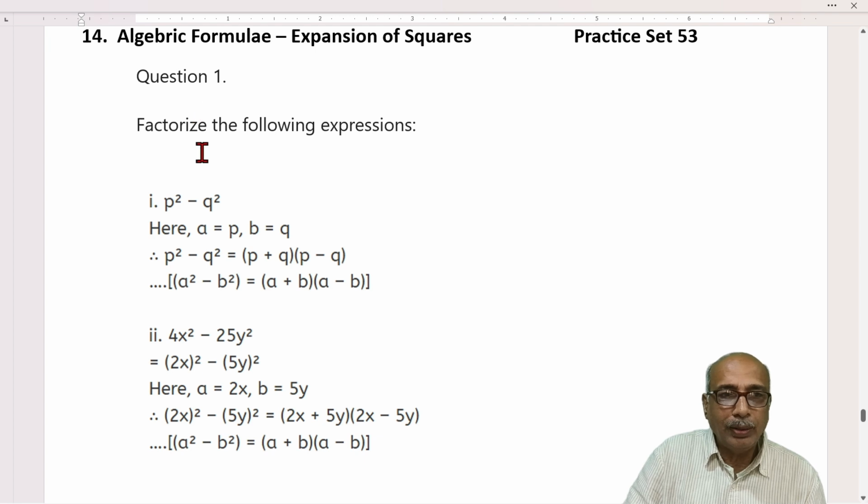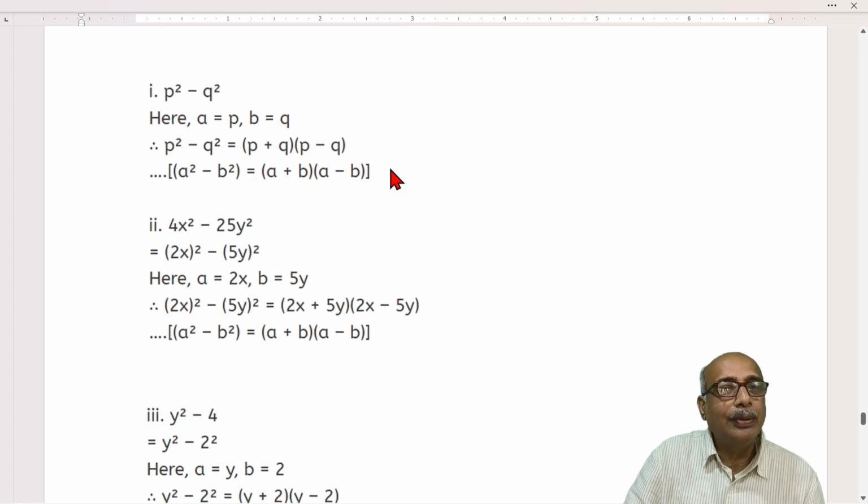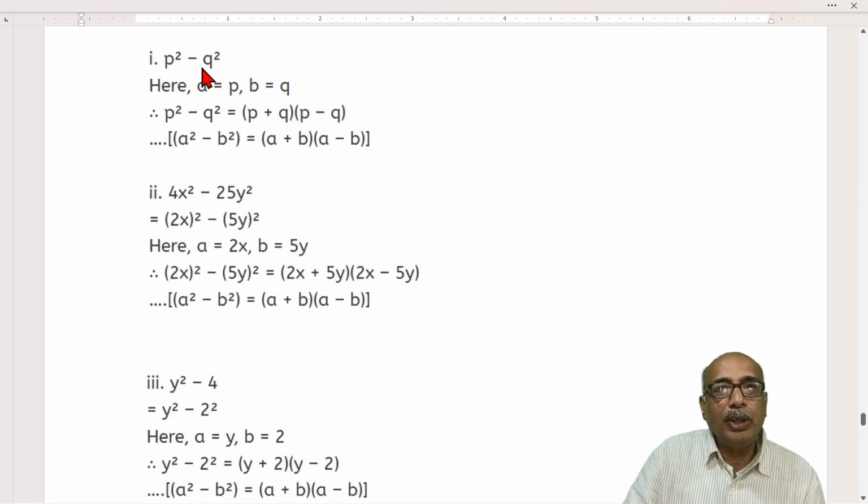Question 1. Factorize the following expressions. Now we know all the expansions there, we are going to use them. First, p square minus q square. So here a equals p, b equals q. Expansion of a square minus b square is a plus b, a minus b. Therefore, p square minus q square equals p plus q, p minus q.